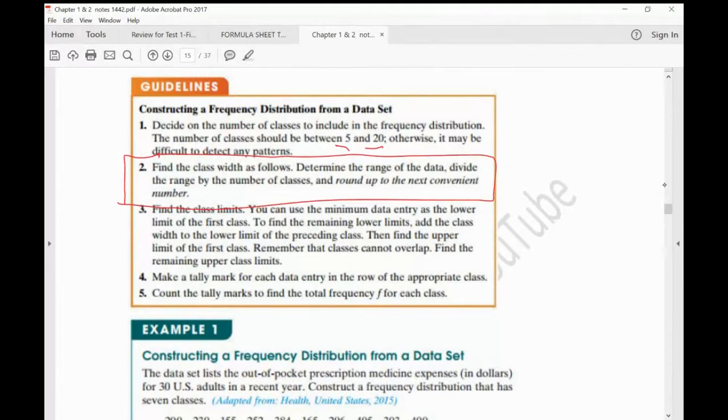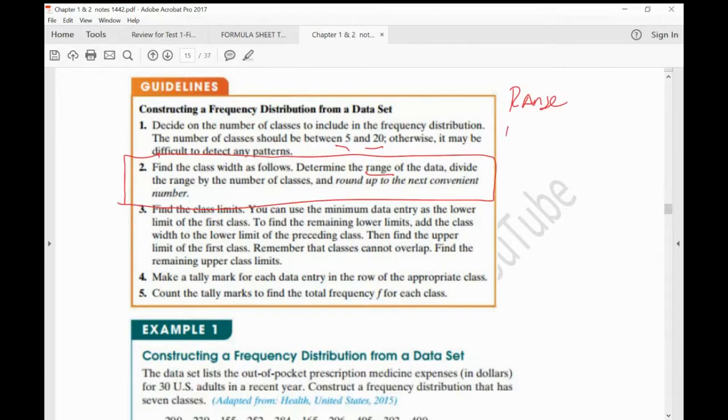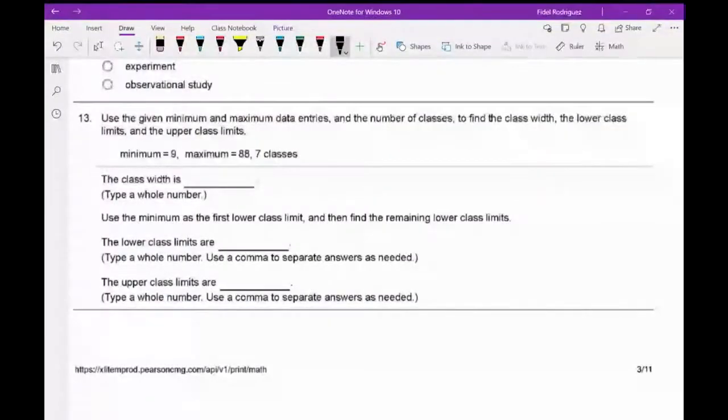The first thing we're going to do is find the range. Just to give you a heads up, the range says take the max number, subtract the min number. Then we take that number and divide it by the number of classes. This is the part that's real important: it says we're going to round up to the next convenient number. So I'm going to stop sharing this and come back here. Yes, we're back in business.